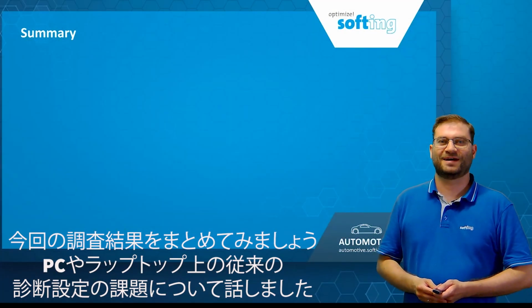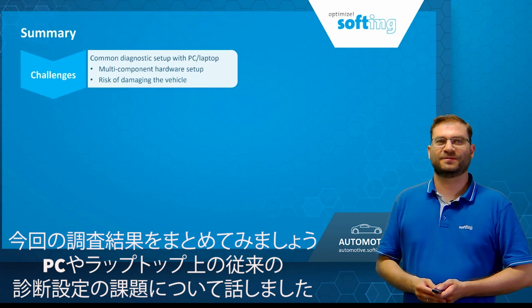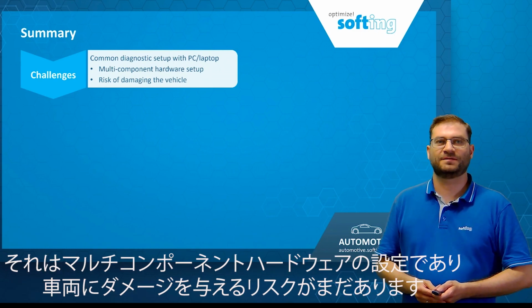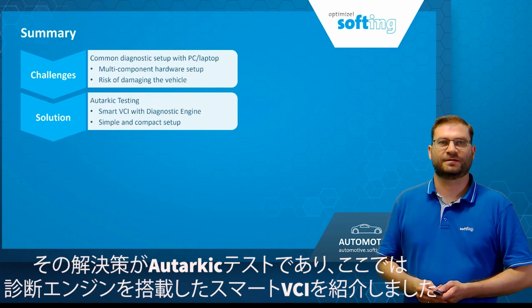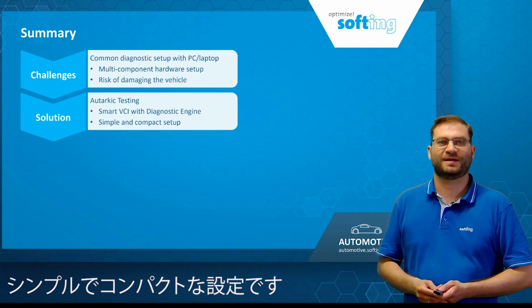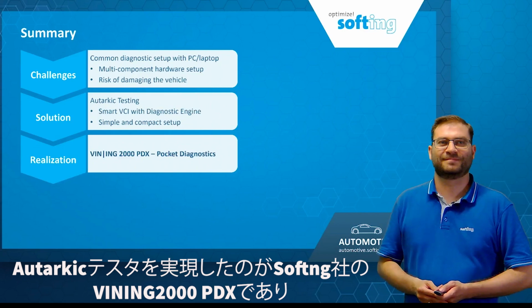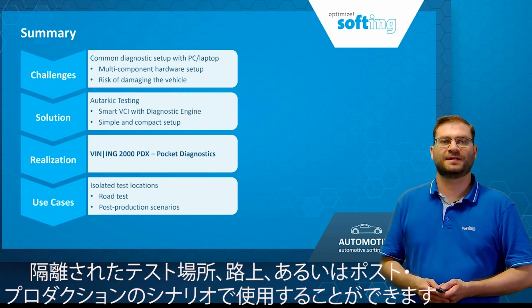Now, let's summarize our findings. We talked about the challenges of the common diagnostic setup with a PC or laptop. It's a multi-component hardware setup, and there is still the risk of damaging the vehicle. The solution is autarkic testing. Here we have a smart VCI with a diagnostic engine. It's a simple and compact setup. The realization of the autarkic tester is our product, Winning 2000 PDX, which can be used in isolated test locations, on the road, or in post-production scenarios.